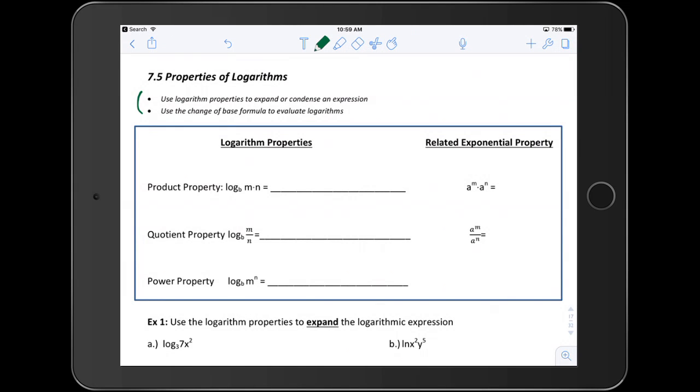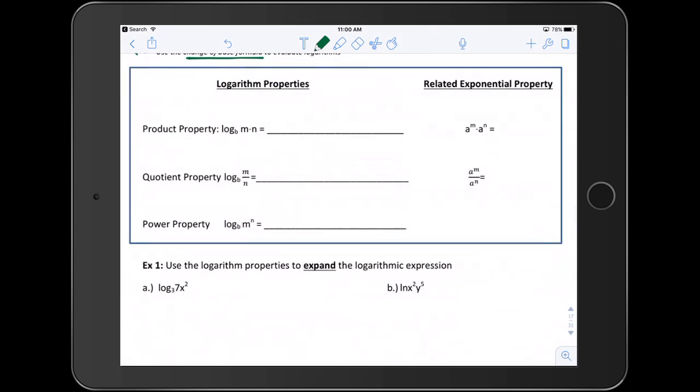Welcome, ladies and gentlemen, to your section 7.5 notes on properties of logarithms. We have two objectives over here. One, we're going to use logarithms to expand or condense an expression. And then the next thing we're going to do, which is pretty straightforward, but really powerful, is using the change of base formula to actually evaluate logarithms. So those are our two objectives, and I'm going to just get right into the logarithm properties.